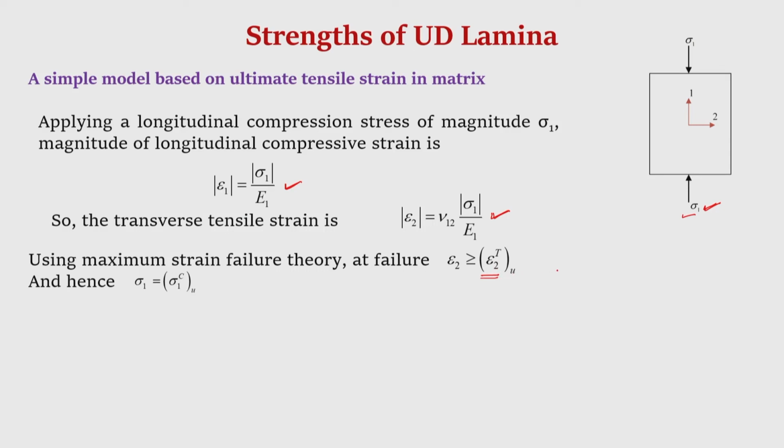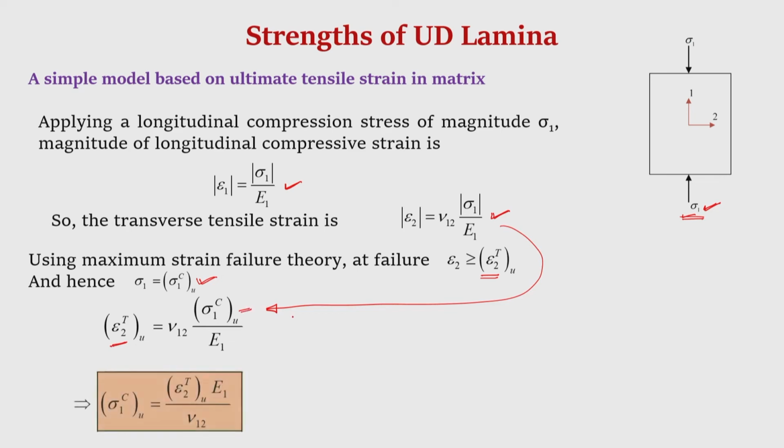Okay. And the corresponding compressive stress sigma 1 at that point is nothing but sigma 1 C u, that means the longitudinal compressive stress. Therefore, we can write this equation at failure: when epsilon 2 reaches epsilon 2 T u, sigma 1 is nothing but sigma 1 C u. And from this we can have an expression for sigma 1 C u in terms of epsilon 2 T u, solely on the assumption that the failure is only because the tensile strain in the transverse direction reaches the maximum ultimate tensile strain of the composite.